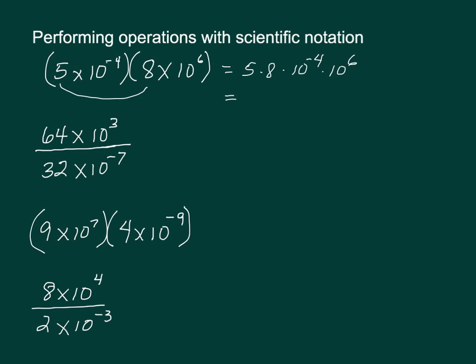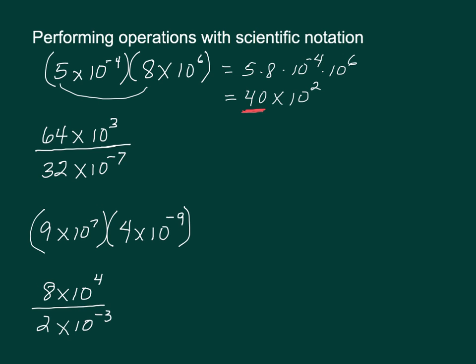So we have 5 times 8, which is 40, and then 10 to the negative 4. We're adding negative 4 and 6, which gives us 10 to the 2nd power. But notice that 40 times 10 to the 2nd power is not in scientific notation. Why? Because 40 is not between 1 and 10. So we have to account for that.